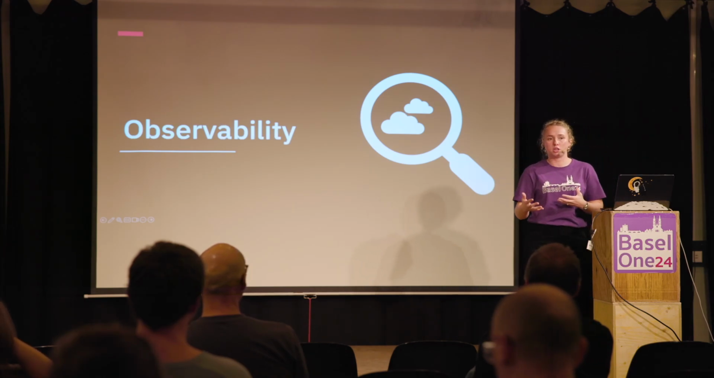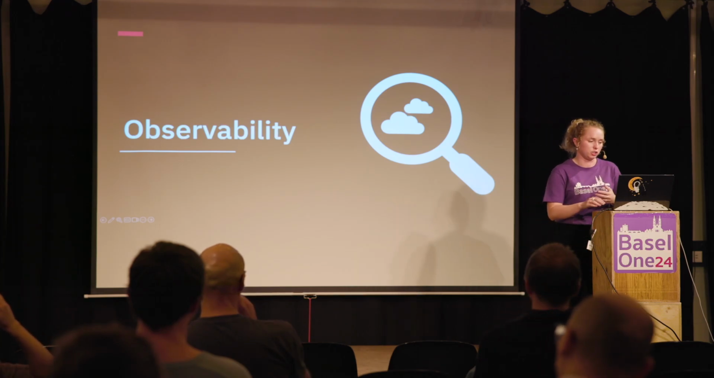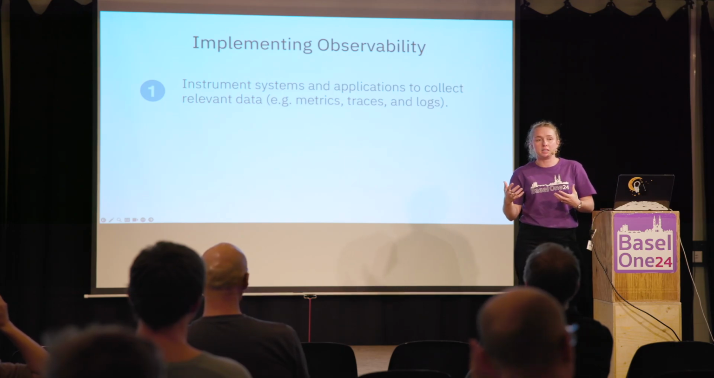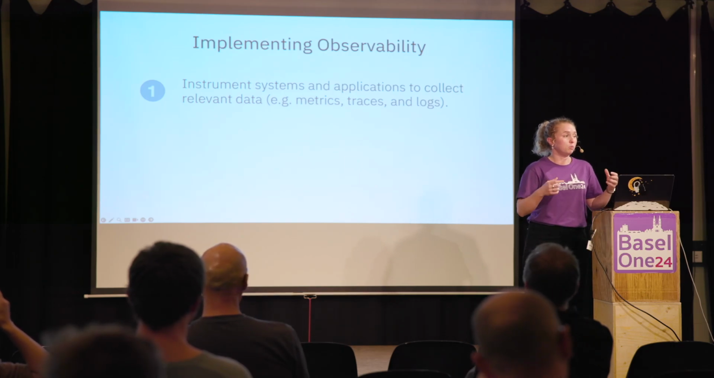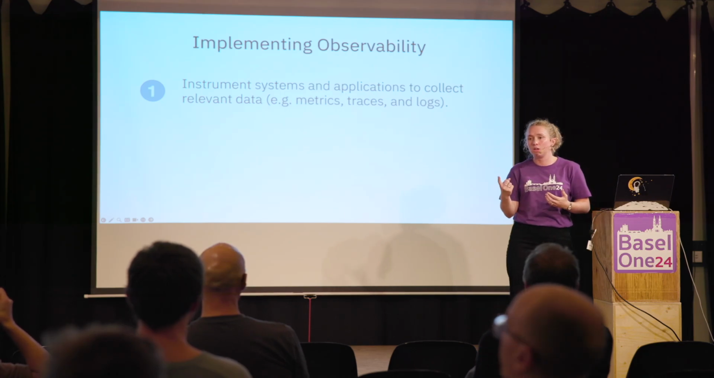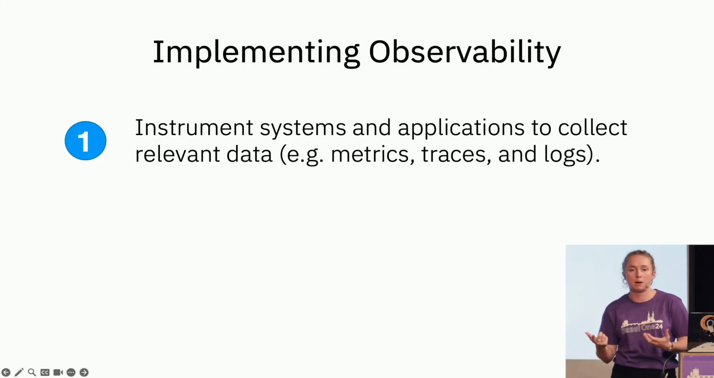Why is distributed tracing important? We're going to go on to that in just a minute. So when it comes to implementing observability, it's actually fairly simple when you think about it conceptually. There are essentially 3 steps to take. The first step is to instrument our applications.